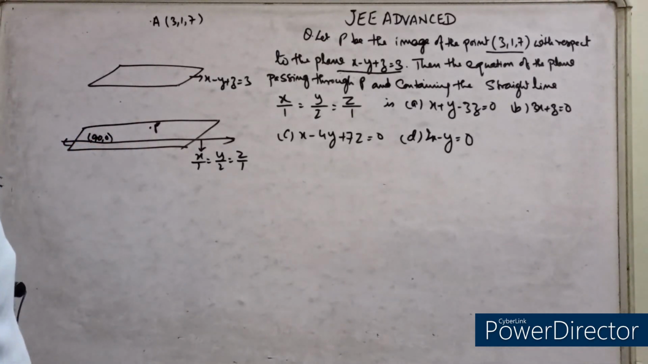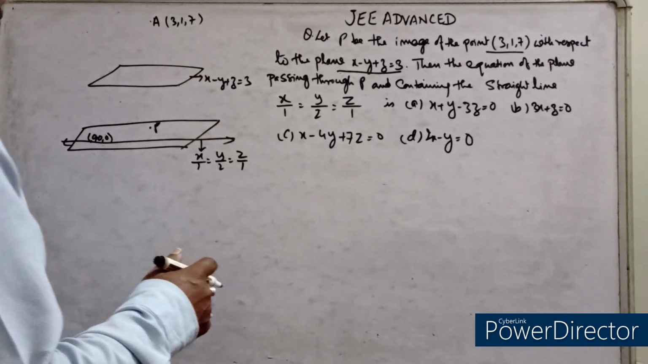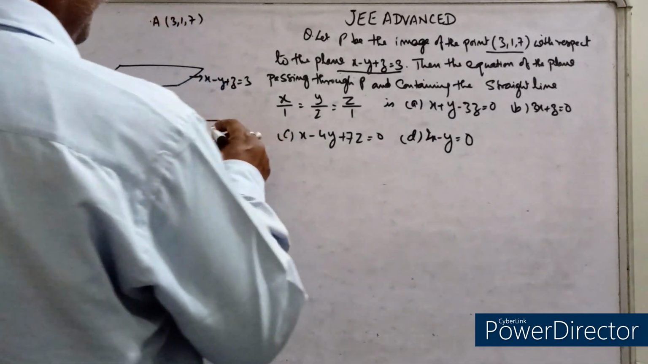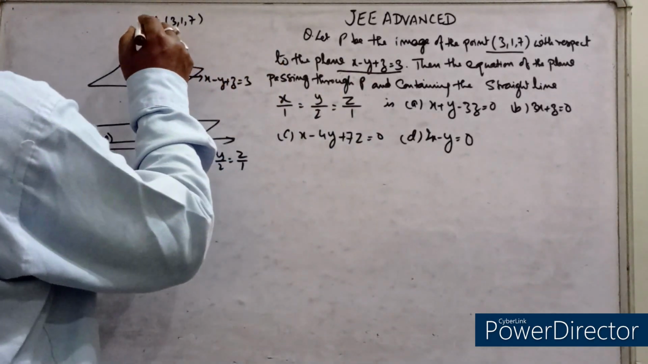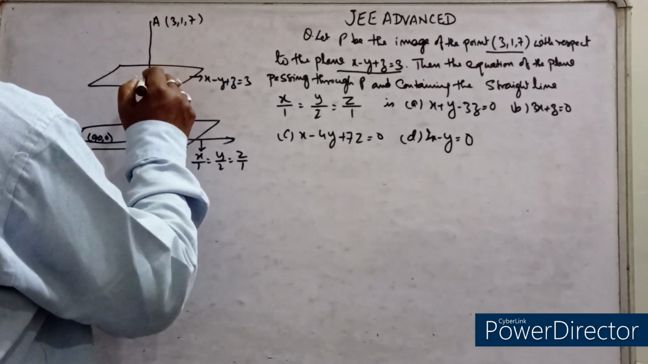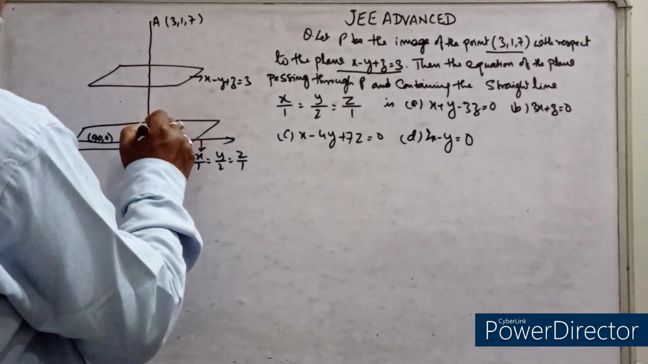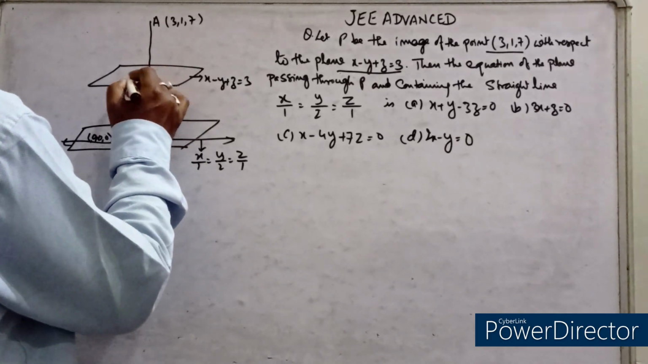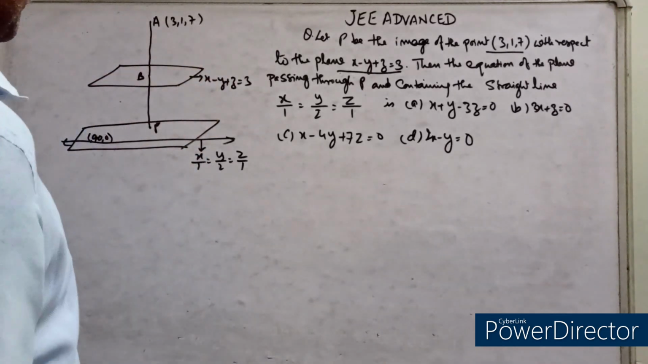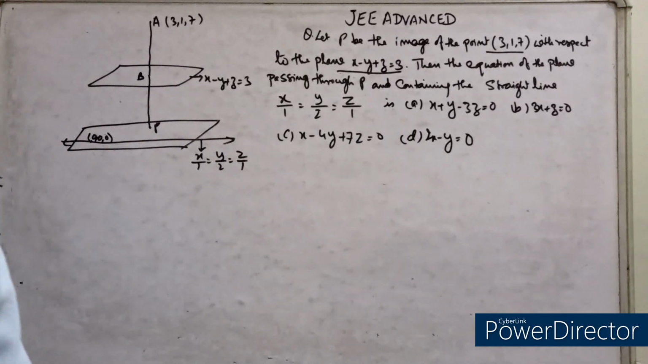Now we have to find the equation of the plane, and P is the image of this point. So this plane is acting like a mirror.